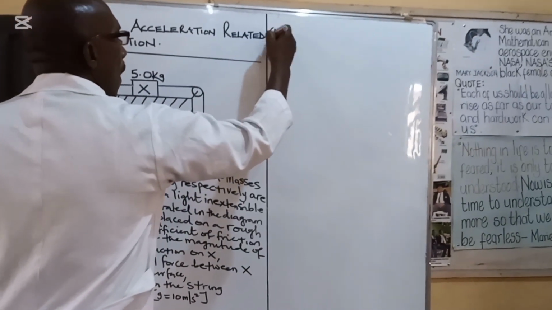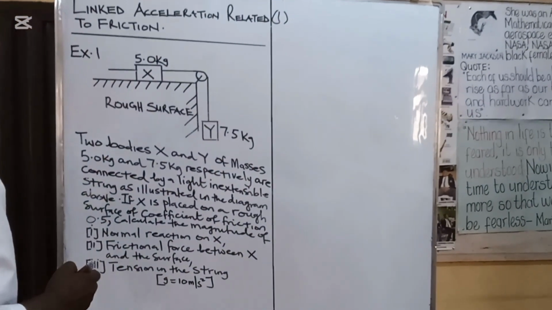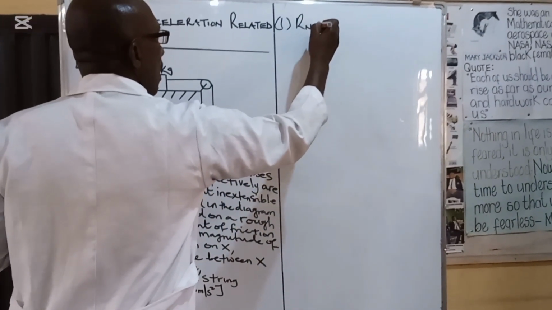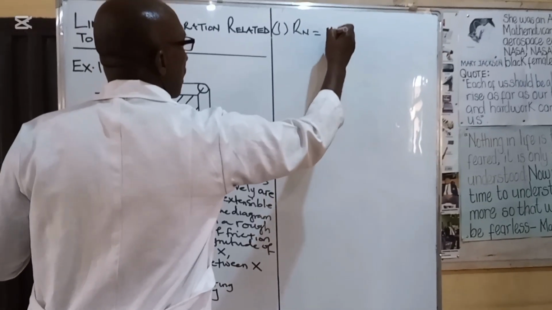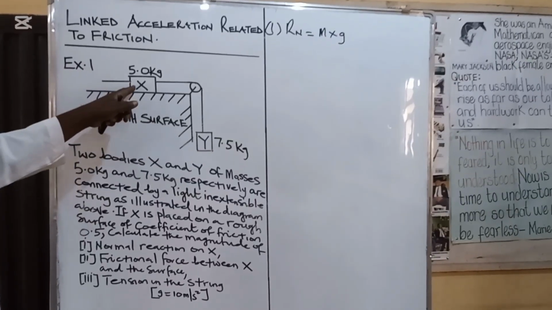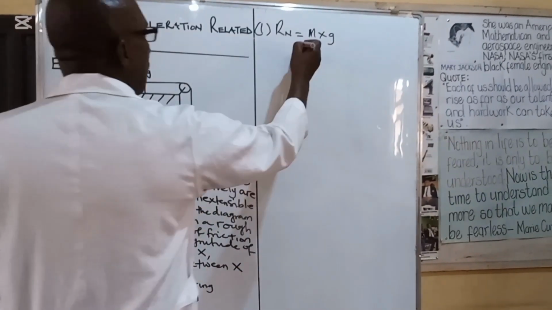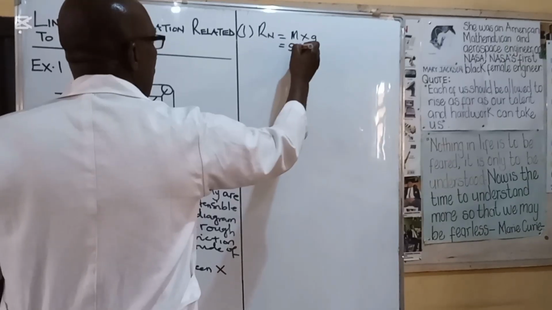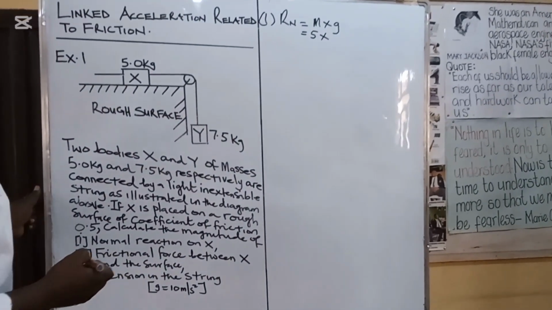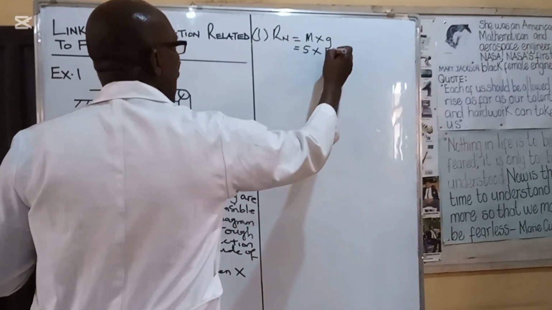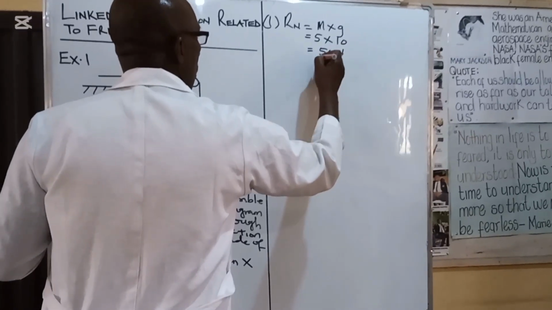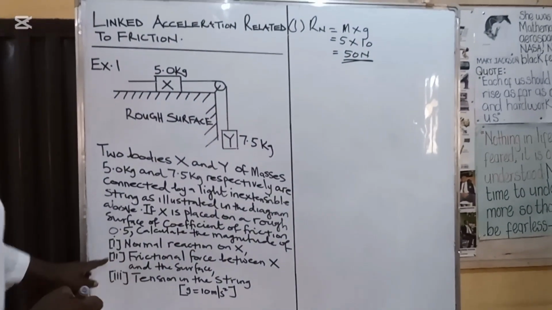Now one, they ask us for the normal reaction. Now we have normal reaction is equal to what? Mass times acceleration due to gravity. Now the mass of this x is what? 5 kg times what? Acceleration due to gravity is 10 meters per second square. So I will multiply that by 10, which will give me 50 Newton. Quite easy, right?